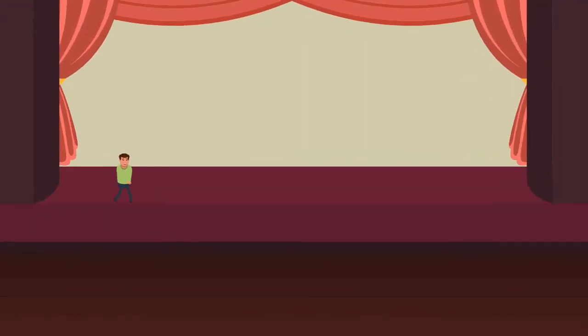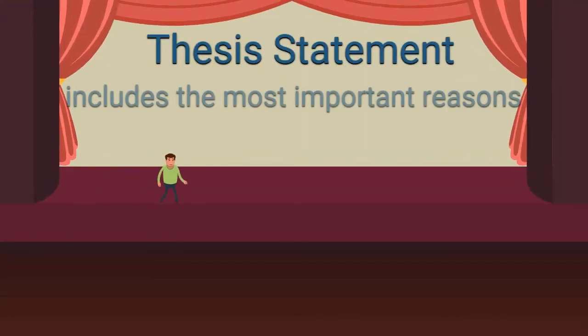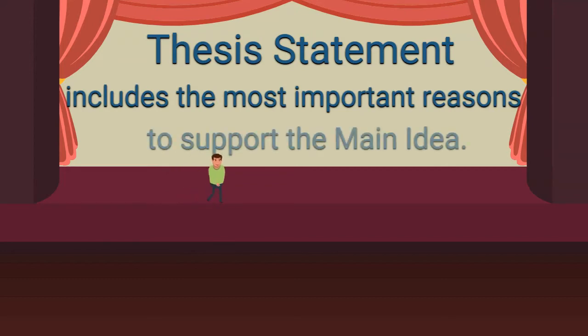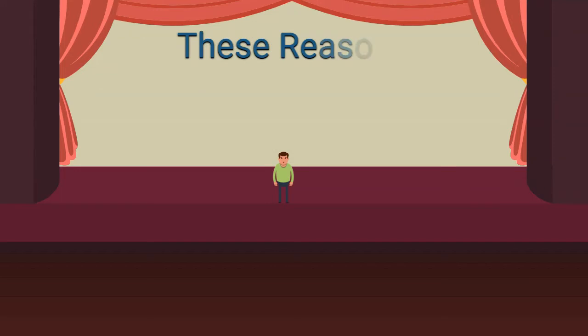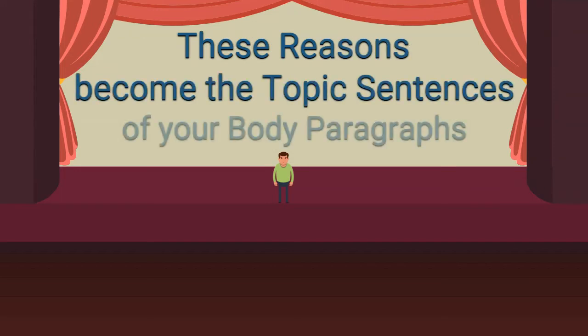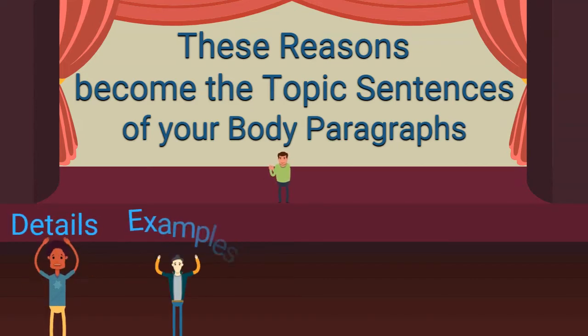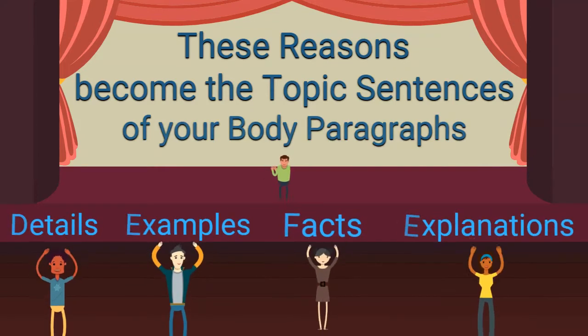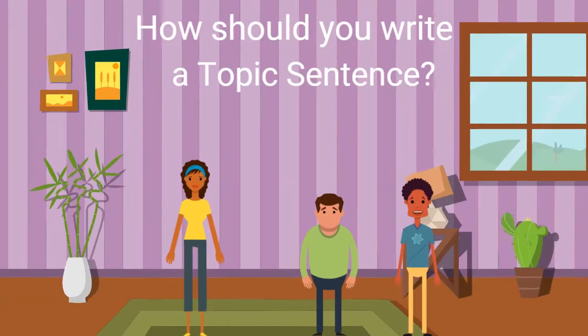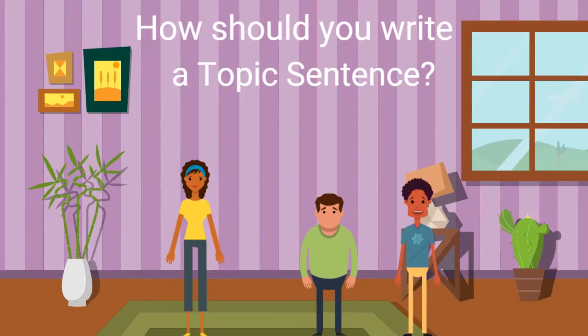As you know, the thesis statement often includes the most important reasons to support your main idea. These reasons become the topic sentences of your body paragraphs, and they are supported by even more details, examples, facts, and explanations. But how should you write a topic sentence?